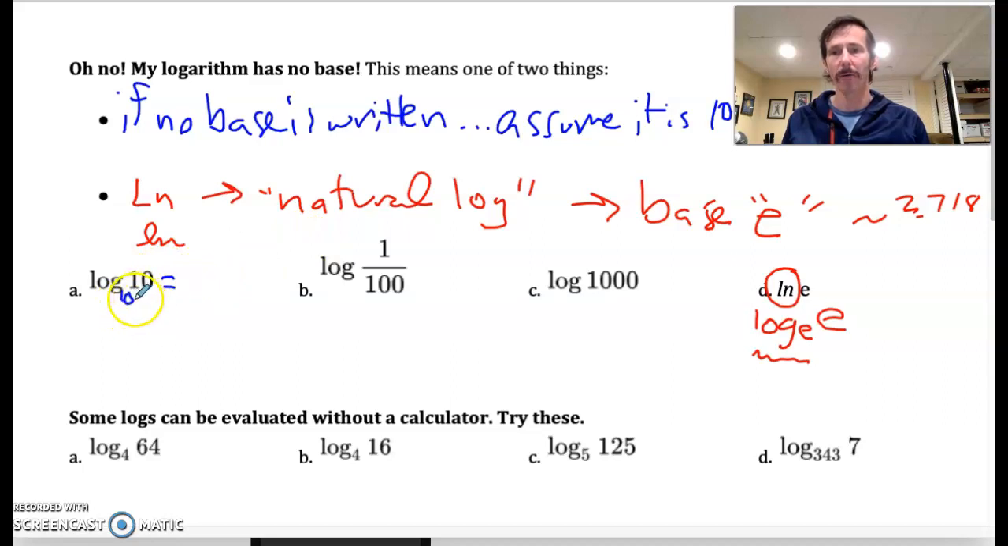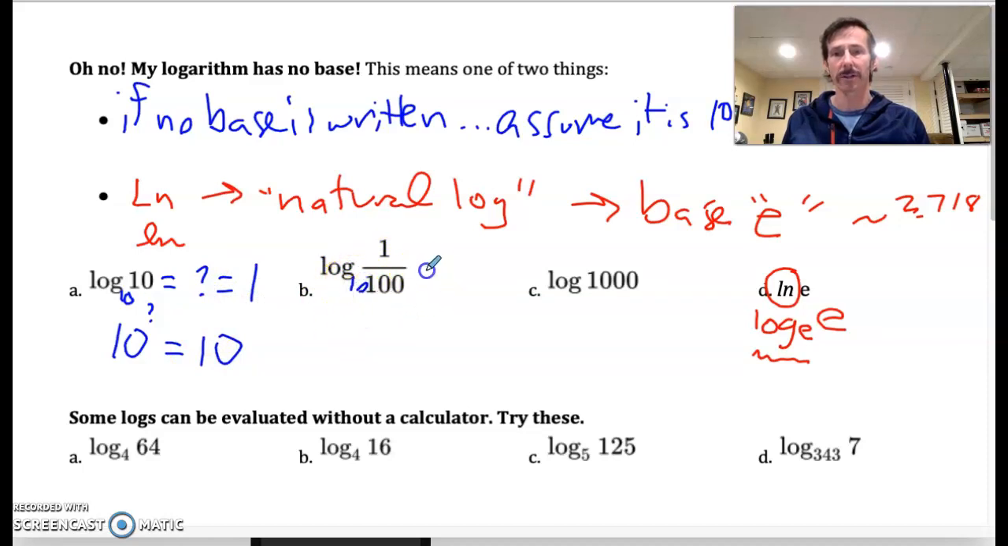So what power of 10 equals 10? So 10, this base, to some power equals 10, and that answer would be, hopefully you got that, 1. Very similar here. There's no base written, so it's 10.